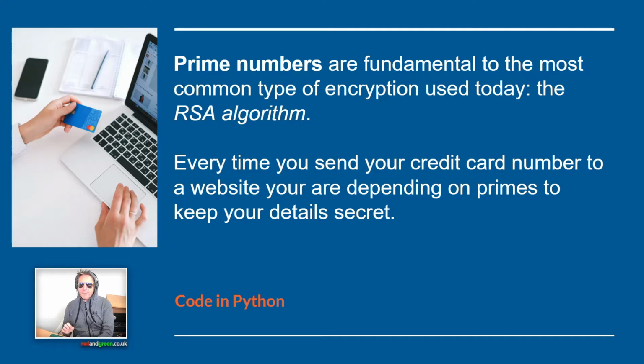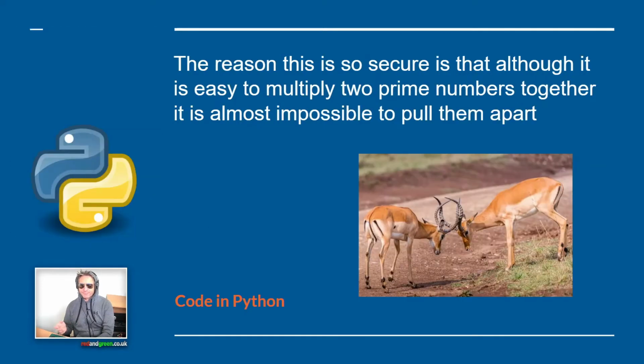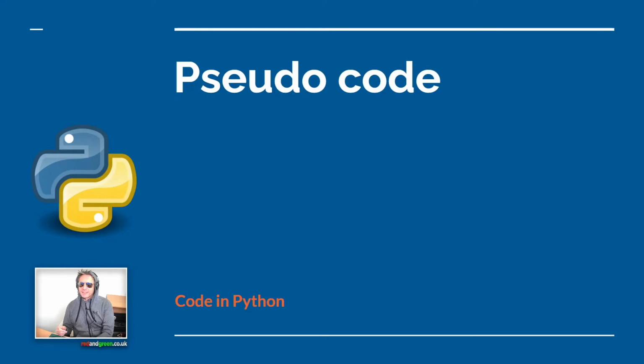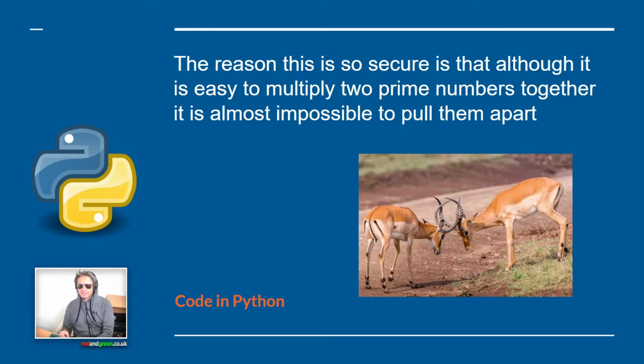Prime numbers are fundamental to the most common type of encryption used today, the RSA algorithm. Every time you send your credit card number to a website, you're depending on primes to keep your details secret. The reason why prime numbers are so magical is that you can multiply two together, but once you've multiplied two large prime numbers together, it's impossible to work out how you got there. Impossible to pull them apart.